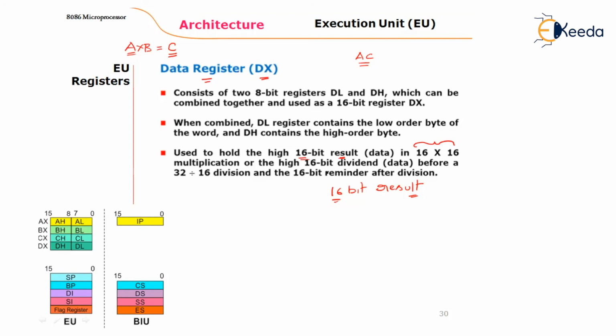Similarly, when a division is performed, the data register is going to hold the 16-bit dividend. After the complete division, it is going to hold the remainder. Once again, this data register is going to hold the dividend initially before the division is performed. Right after the division is performed, this data register is going to hold the remainder.